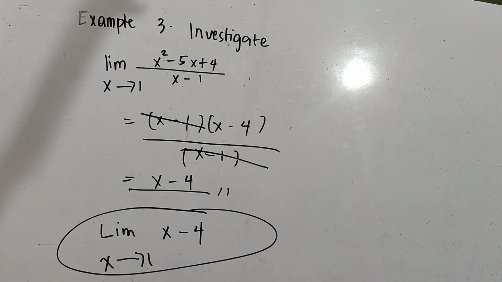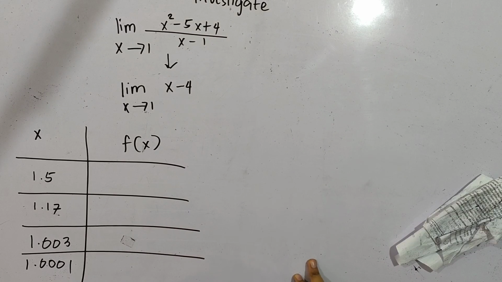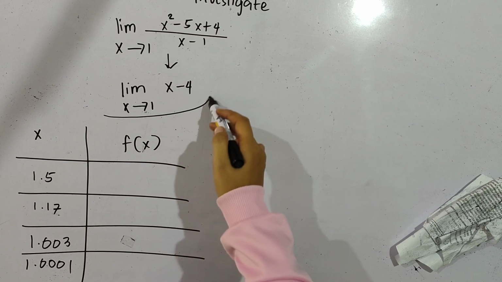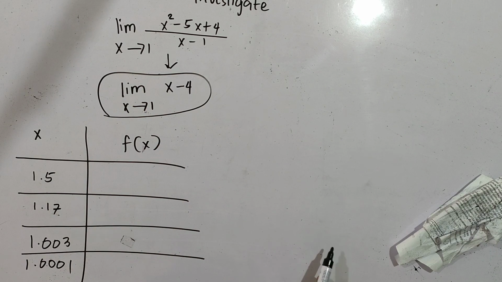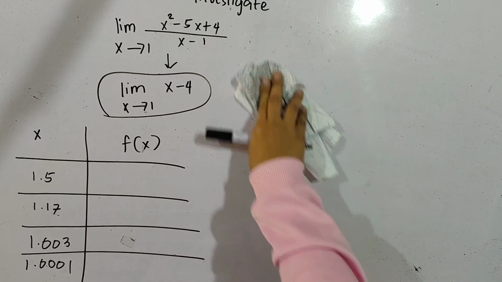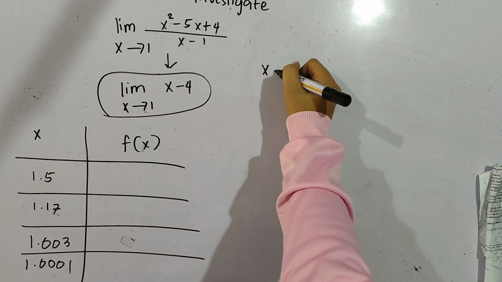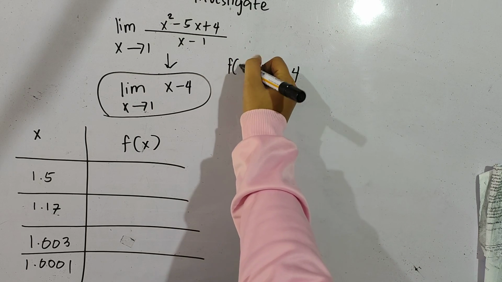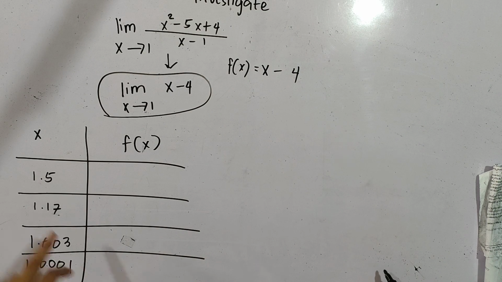Pag-construct sa table approaching from the left. Okay, so we have here the values of our x. And then, mauna ni ang atong gamiton to investigate. Okay? So, limits. Our f of x here is x minus 4. First value of our x is 1.5.